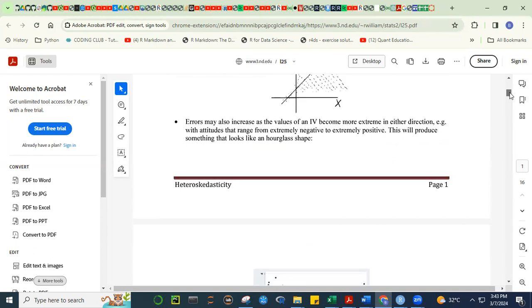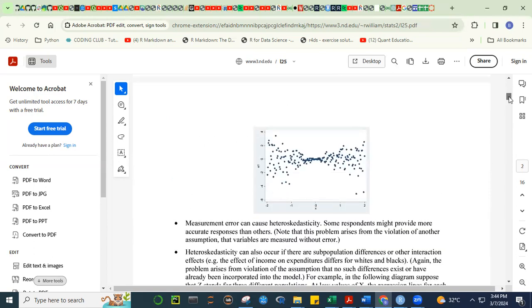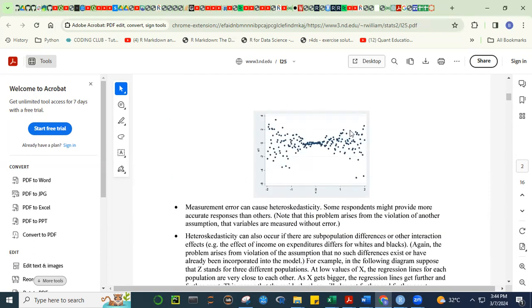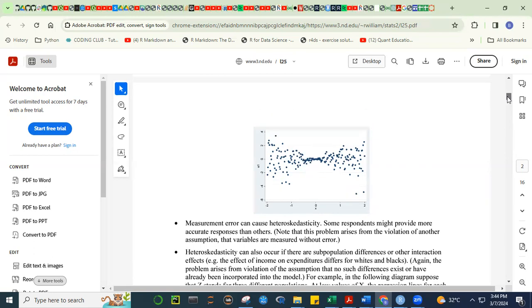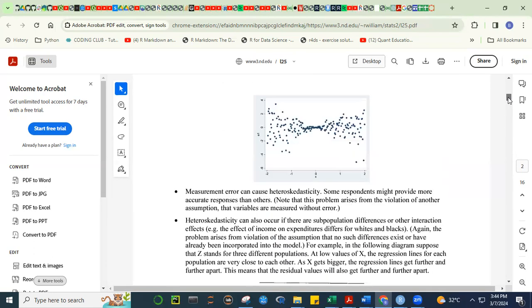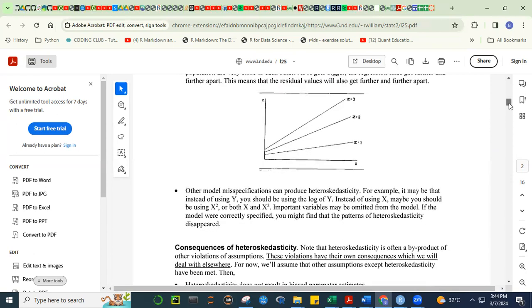And what happens is that errors may also increase as the value of an IV becomes more extreme in either direction. Ito yon, no? Lumiliit na lumiliit yung IV natin or lumalaki na lumalaki, nag-i-increase yung residuals natin. Yan. That's this one. This is an example of heteroscedasticity, class. Okay? So I leave you to read through this.